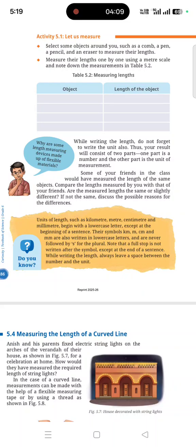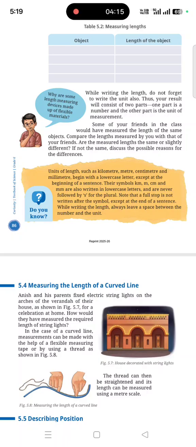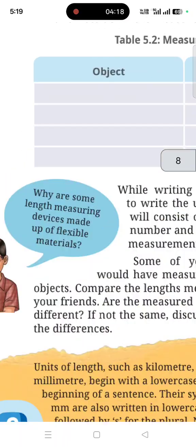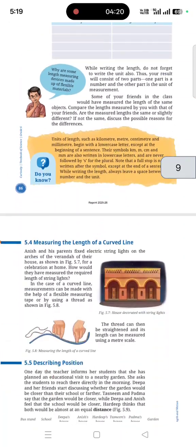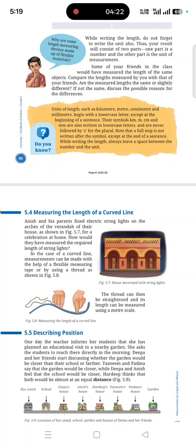So I can write that the object should not be a person generally. You can even use some non-living thing as an object, like your pencil box, your water bottle. All this can be put on the objects side, and you can fill the length of that with the measuring tape or a scale you can use.